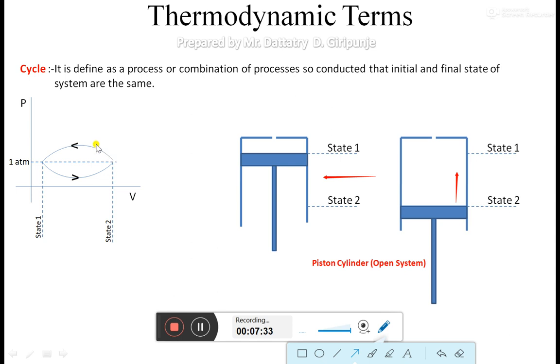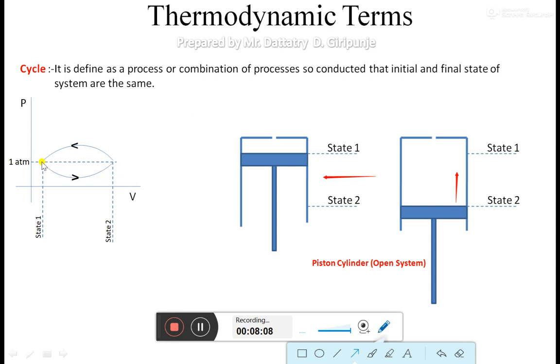So here, state 2 to state 1. This is another process. This process is called the suction process, and this is the exhaust process. So this completes one cycle. Your system started its process from state 1 to state 2, and in the second process it again comes back to the initial state and forms a closed loop. So this is called a cyclic process.